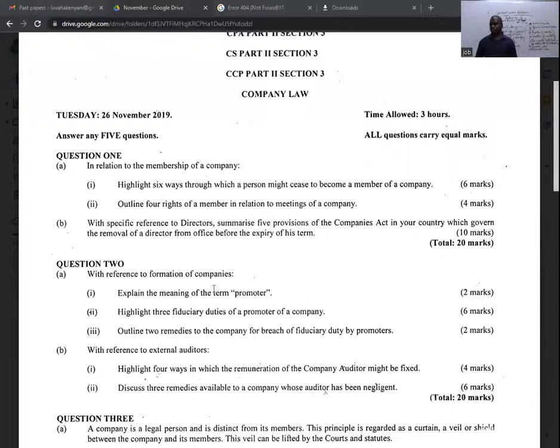So there's that Roman 2: outline 4 rights of a member in relation to meetings of a company. So 4 rights of a member in relation to meetings of a company.